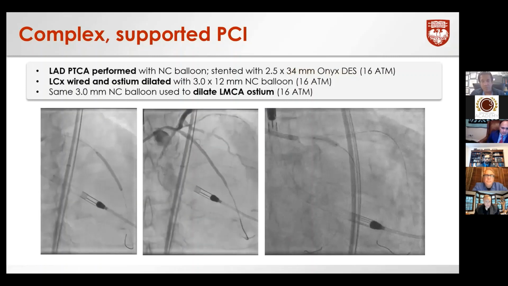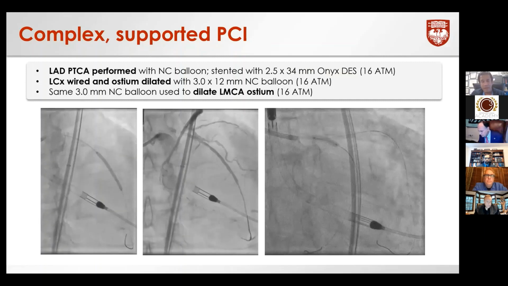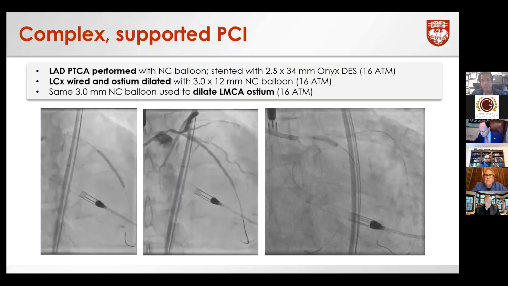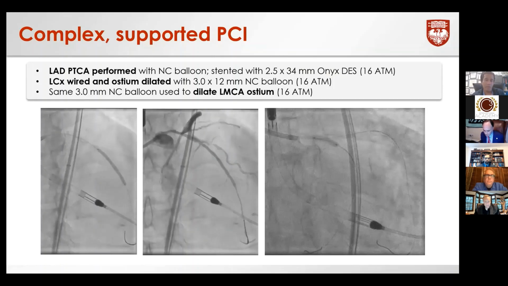LAD PCI was performed first with a 2.5 by 34 Onyx at 16 atmospheres. And then the circ was wired. The ostium was dilated with an NC balloon. We thought we might have to rotablate that and lose control of the LAD for a minute, but that opened up pretty well as well. And then we dilated the ostium of the left main.